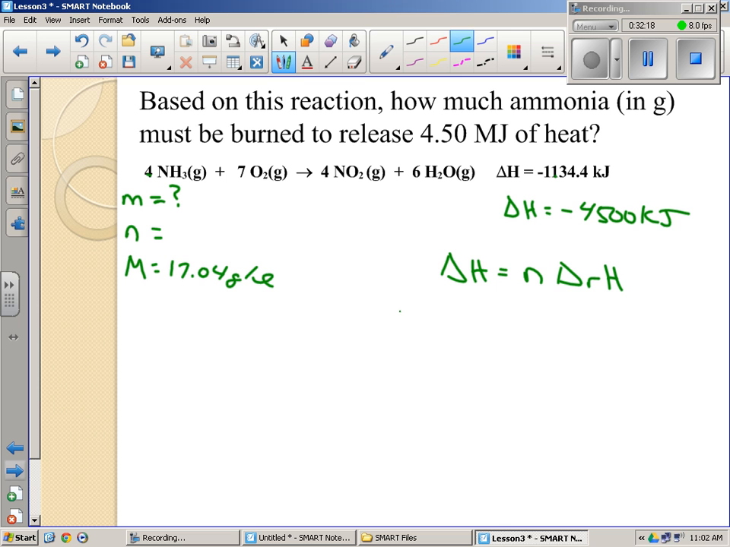So let's do that. Let's look at our little formula here, if you want to use this. If I wanted to make 4,500 kilojoules, if that's going to be my enthalpy change, how many moles is going to do that for me? Once again, we're talking about ammonia specifically here, so 4 moles gives me 1134. The molar enthalpy of that is a negative 283.6 kilojoules per mole, right? So we're going to divide both sides by that, of course. Divide both sides by a negative 283.6, and we will get 15.867.